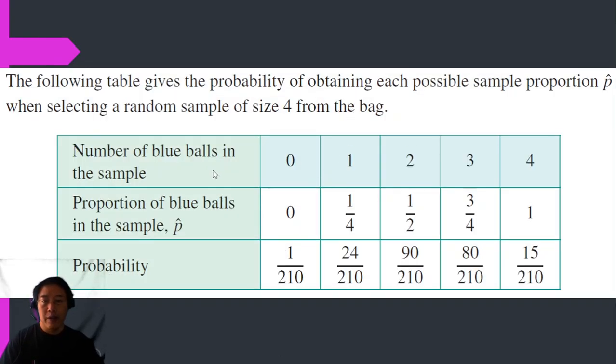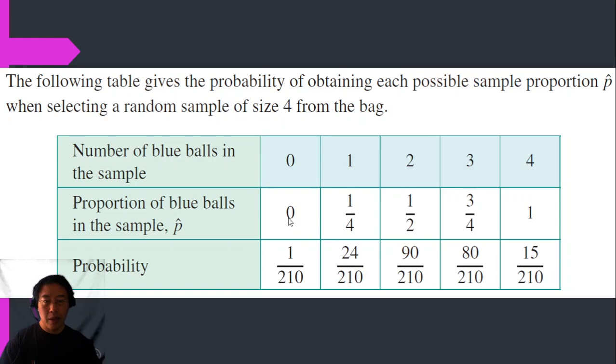So when you have, we just solved this one. So 1 blue ball is a proportion of 1/4, and that gives you your probability. And you can do that for 0, 2, 3, and 4. Notice the last one is the proportion of 4/4, which is 100% or 1. You get your last row, which is the respective probabilities.